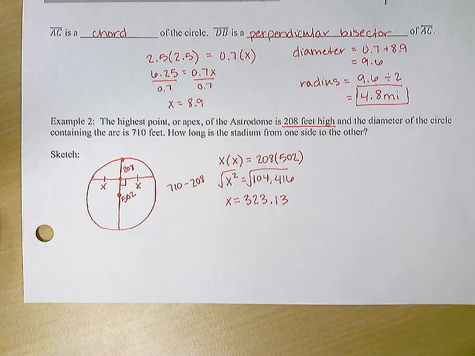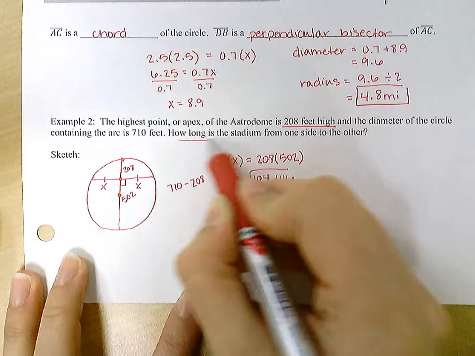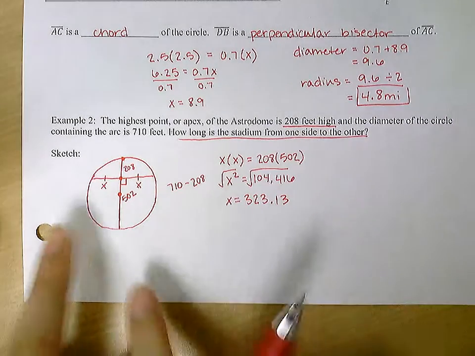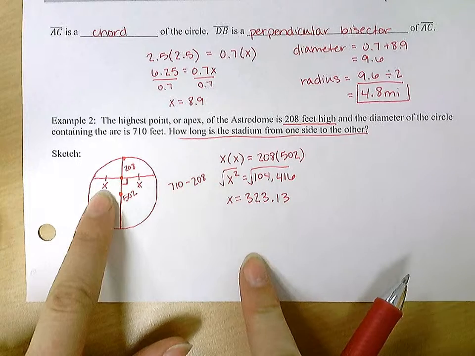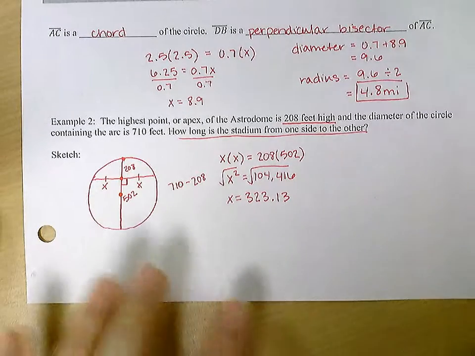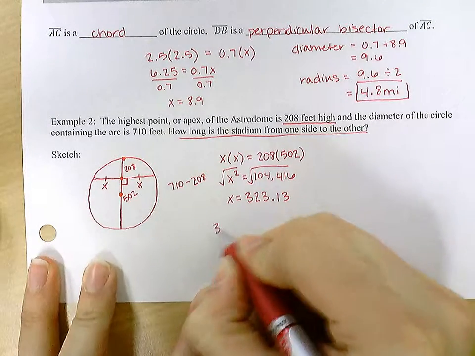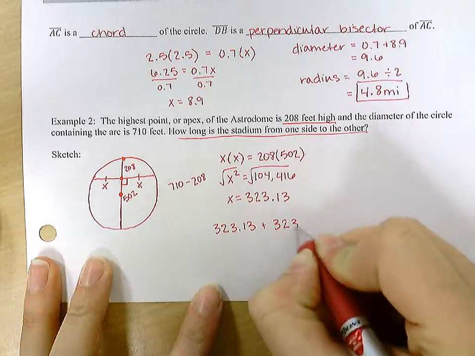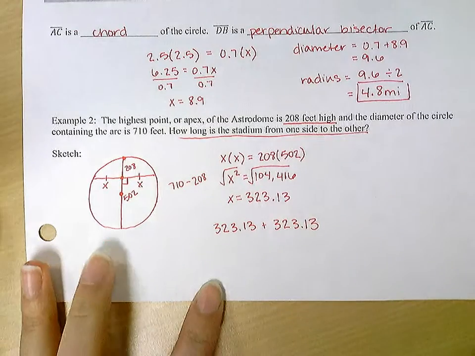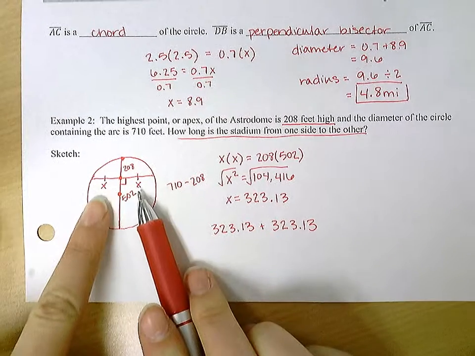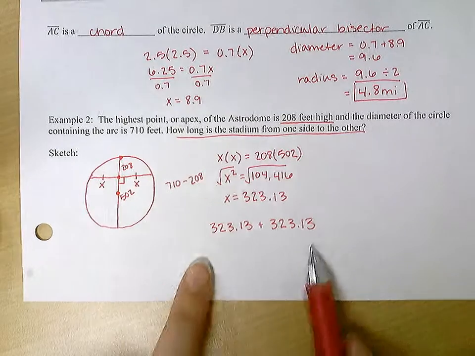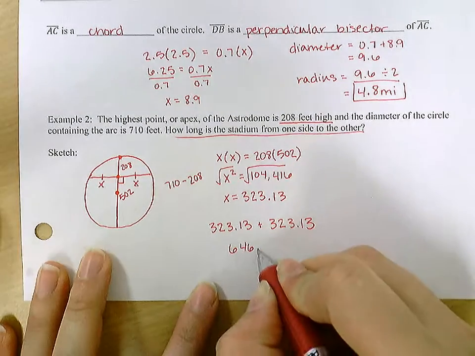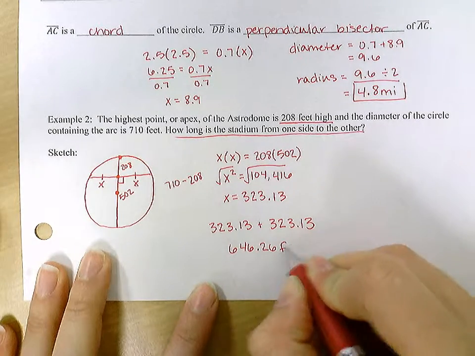In my problem, I want to find out how long the stadium is from one side to the other. Okay, so our X value is just half of that. So to find the entire distance, we need to add both of those together, or you could multiply by 2. Doesn't matter. Okay, so I need to add both of those X values together to get the entire length. Is 646.26 feet.